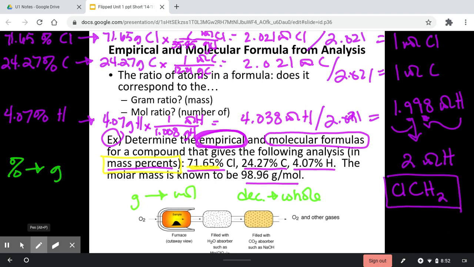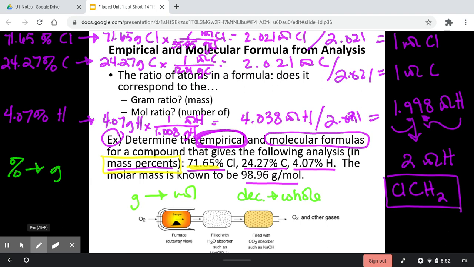So now that we have everything in whole numbers, we can do chlorine 1, carbon 1, hydrogen 2, and there you go. That is our empirical formula. We made it half of the way, not all the way yet. So we have found our empirical formula. We can pat ourselves on the back for that one. We still need to find the molecular formula.